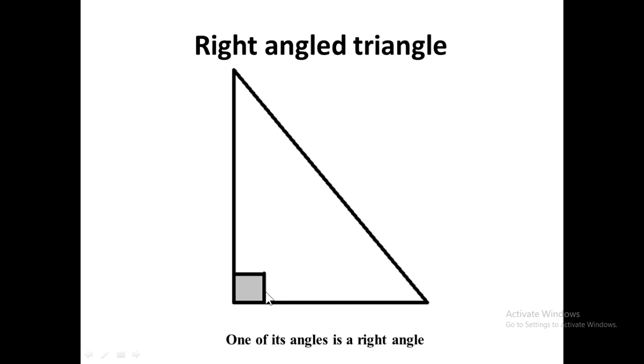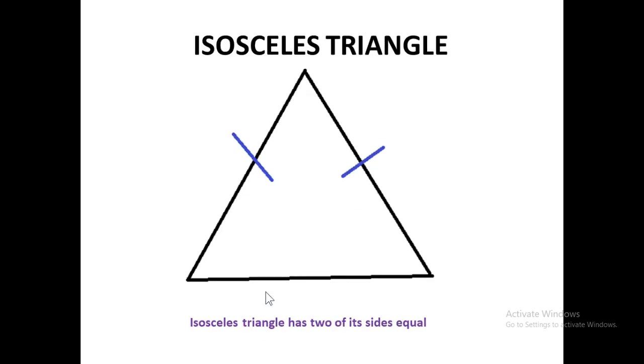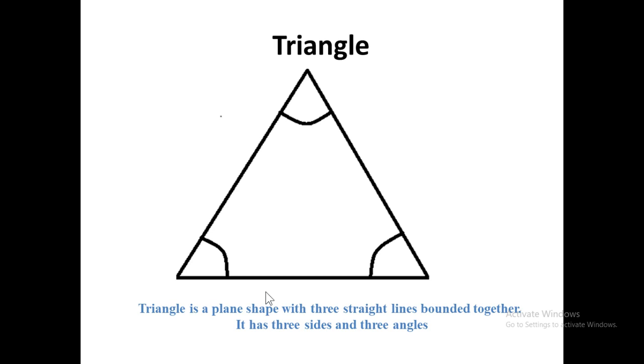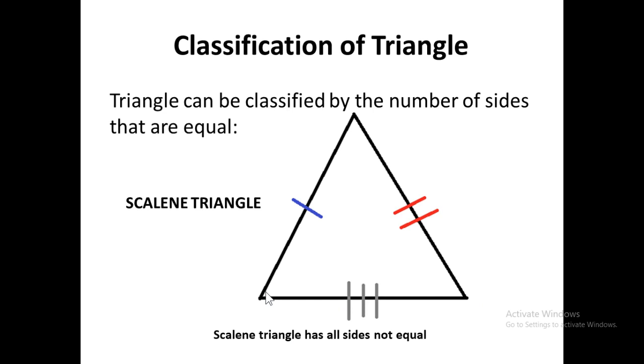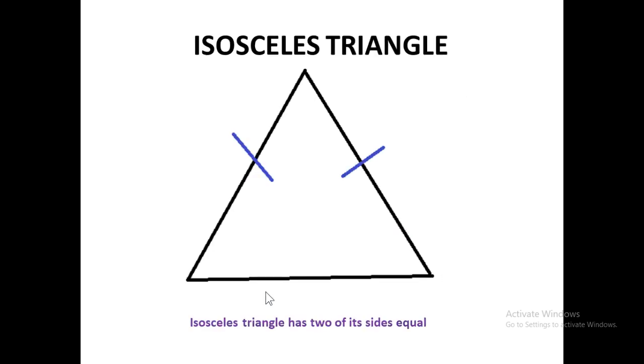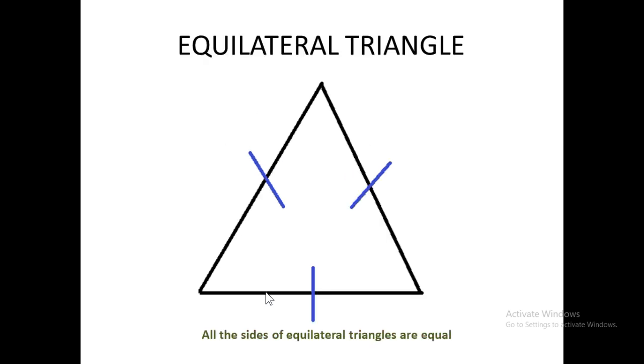So we have talked about the definition of triangles. We have talked about the properties of triangles: it has three sides and three angles. We have talked about classification of triangles based on sides: the scalene triangle, that is, it has no sides equal. Then we have the isosceles triangle having two sides equal. Then we have the equilateral triangle having all three sides equal.